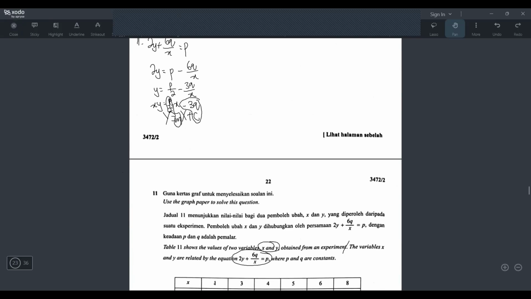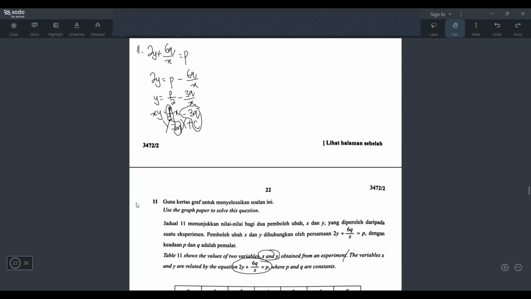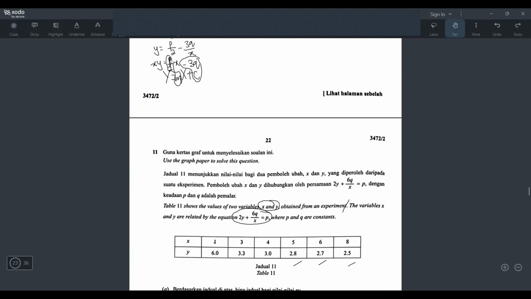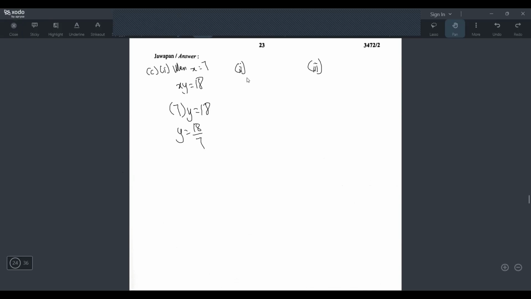So what is my gradient? P over 2, right? So they want me to find P first. So P over 2 is your gradient, not P. Your gradient is not P. Look carefully, it is P over 2, right? So I have to write P over 2 equals gradient, right? And then later I have to find my gradient from the graph, and then times 2. Then I get my P answer.